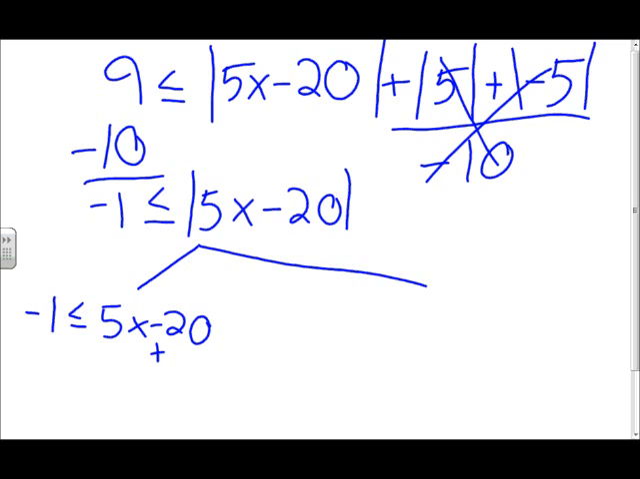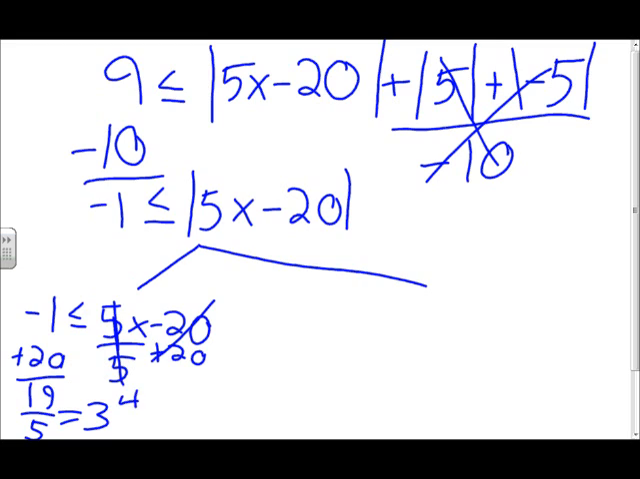So then plus 20 on both sides equals 19 divided by 5 equals 3 4/5. So 3 4/5 is less than or equal to x. Now, the negative one would be like this.